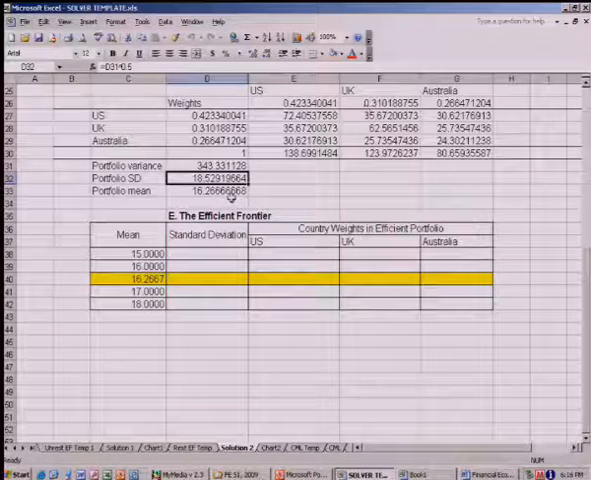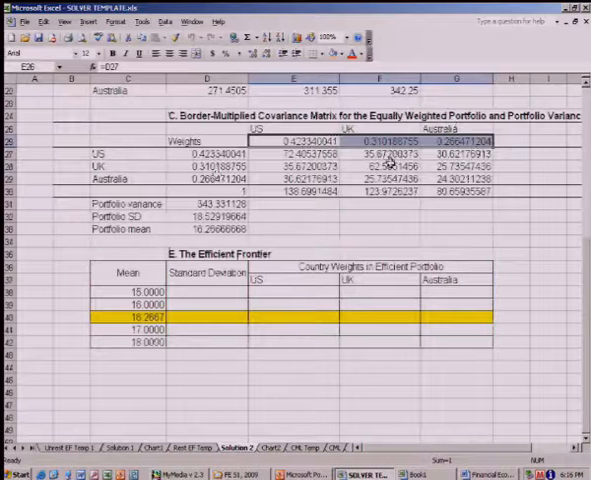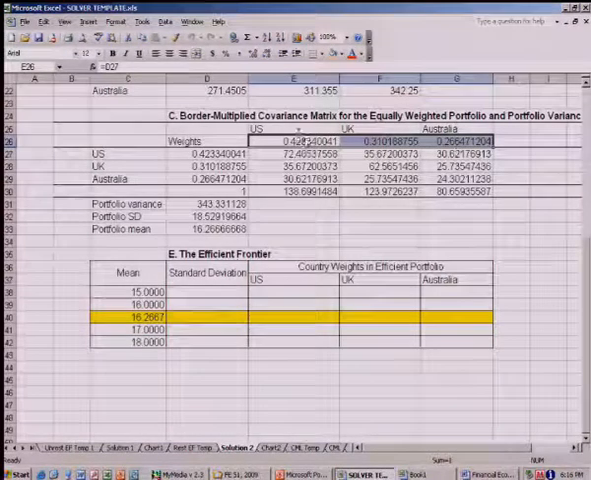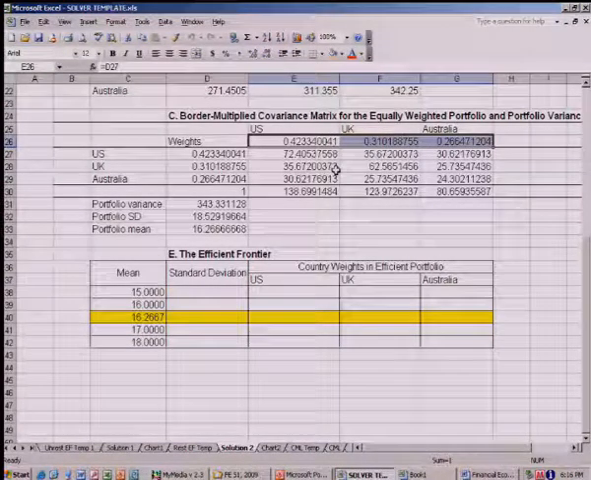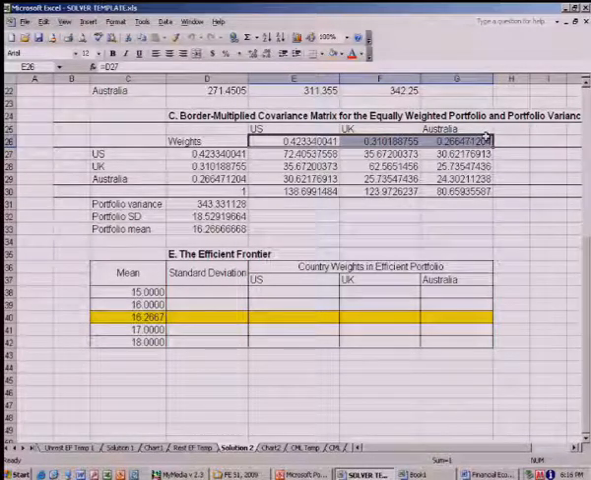So how have we done this? By changing the weights in such a way that they're no longer equally weighted. You have a little bit more weight, a proportion of your funds, invested into the US asset, and slightly less than equally weighted in the Australian asset.